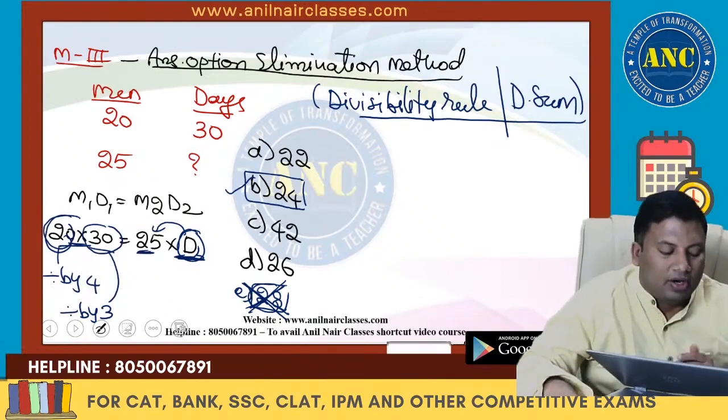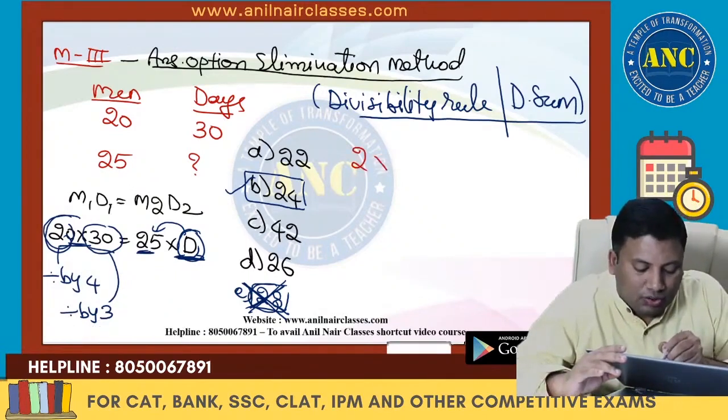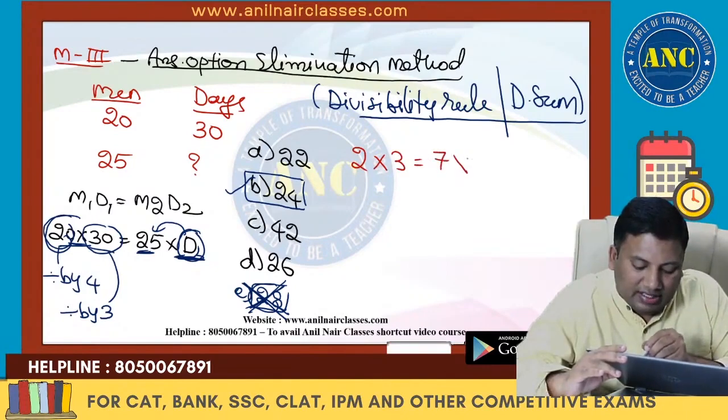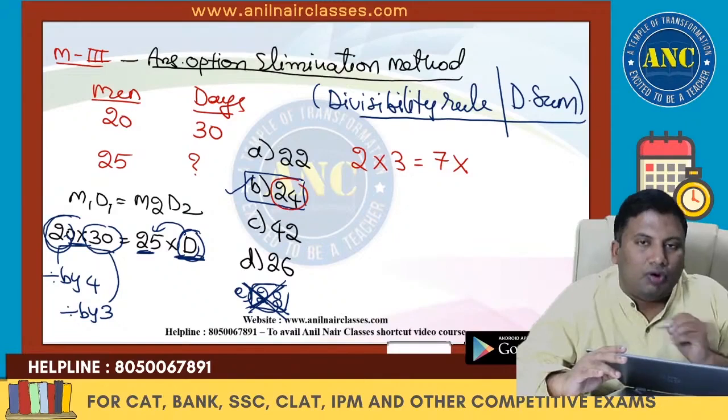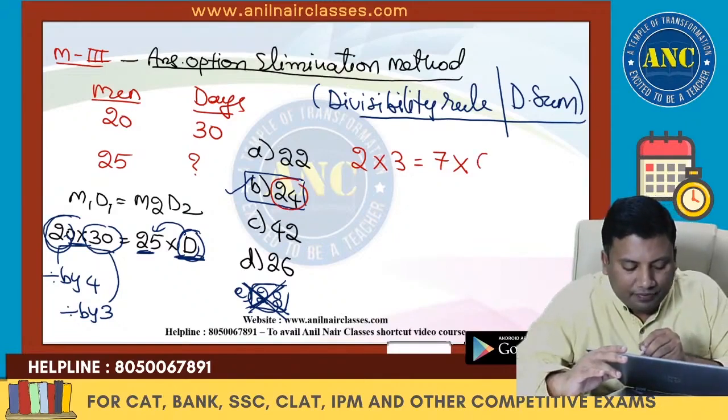Now see here. 20 digital sum is 2. 30 digital sum is 3. 25 digital sum is 7. 24 digital sum is 6.